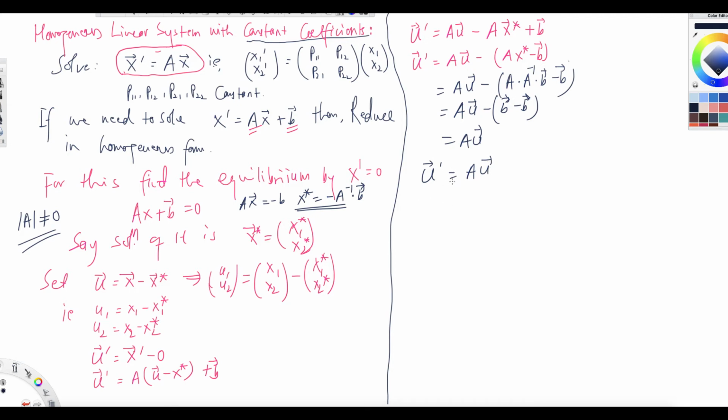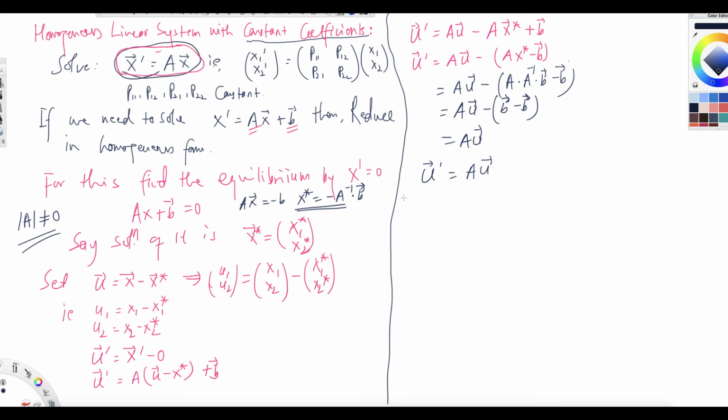Now we solve this one, okay? And again, how do I solve this? We will discuss that later, because I will focus mainly on how to solve the homogeneous system. And what I was mentioning here is, if the system is non-homogeneous, then you can make it homogeneous by substitution. So if you know how to solve a homogeneous linear system, then you can do that for the non-homogeneous linear system.